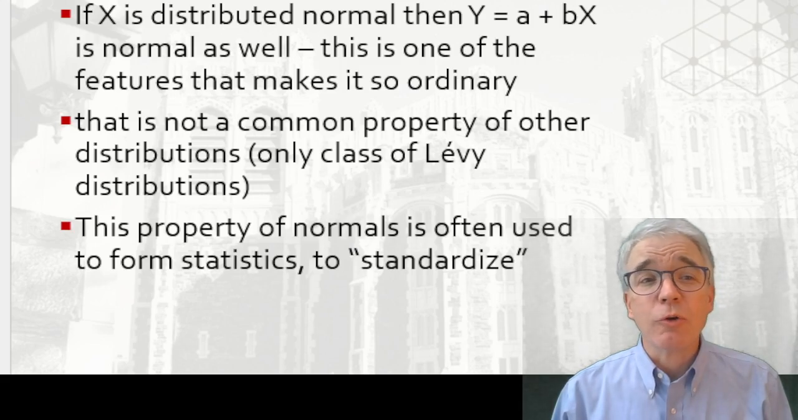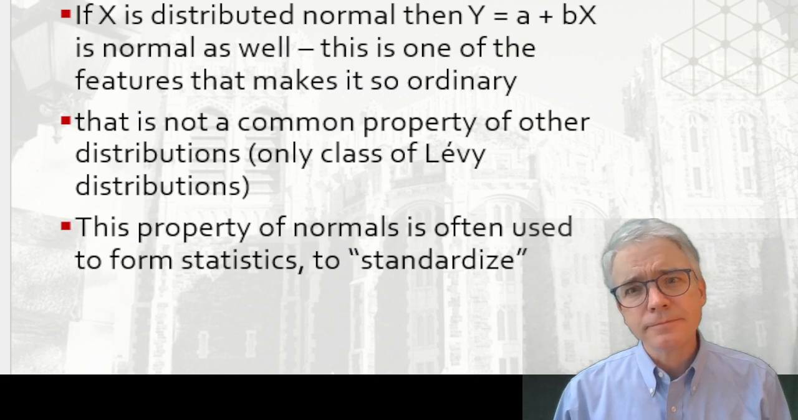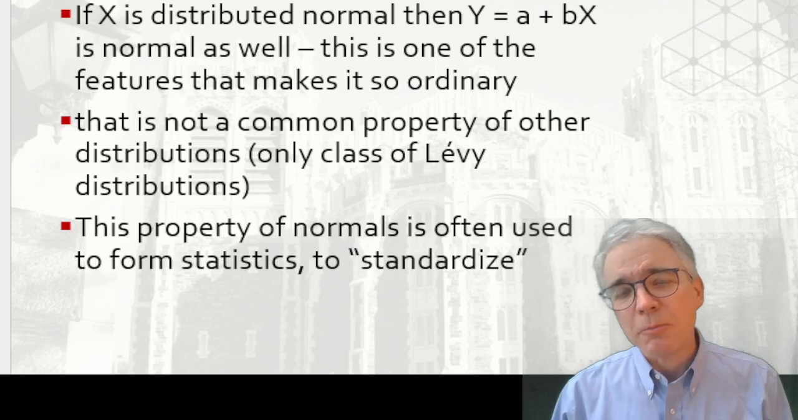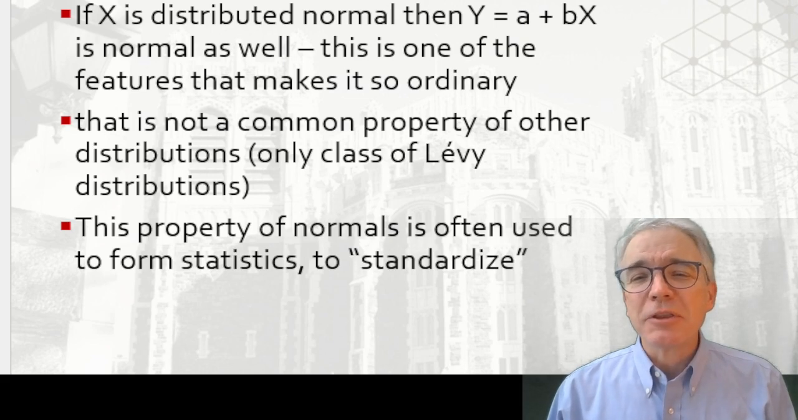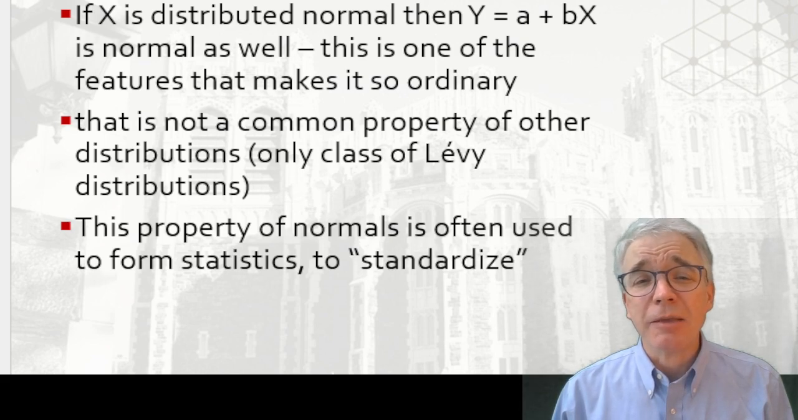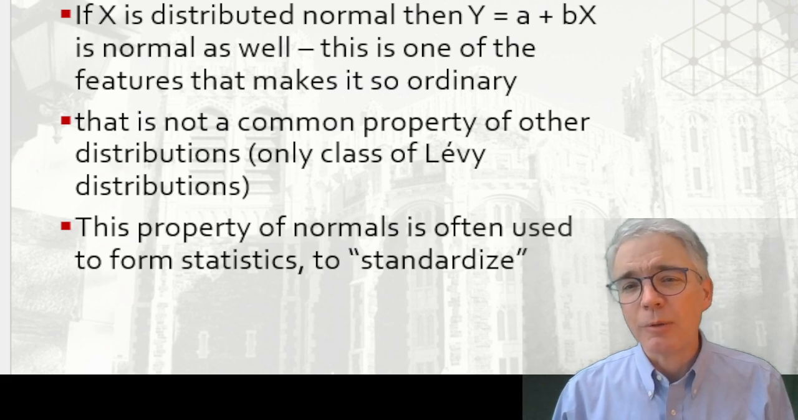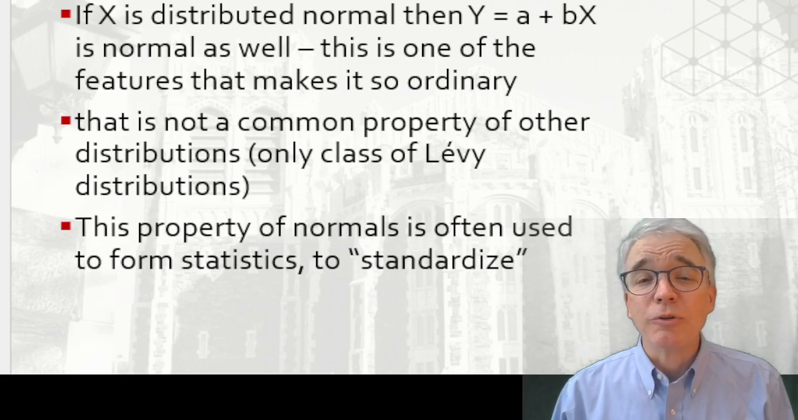One of the things that makes the normal distribution special, and because it's special we see it more often and therefore it's more common, i.e. normal, is that if we have a linear function of a normal variable, then that linear function is itself going to be normally distributed. If x is normally distributed, then y, defined as a plus bx, is going to be normal as well. This is not universal for other distributions, just the class of Levy distributions. Having linear functions of normal distributions being themselves normal is awfully convenient, and a big part of the reason why normals are so common, i.e. normal. Linear functions don't break the normal distribution property.